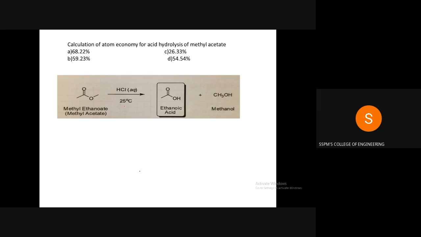So here methanol is not the desired product. It is a byproduct. It is a waste product. So we can only calculate for the desired product. The formula that we carry is molecular weight of desired product upon molecular weight of reactants into 100.